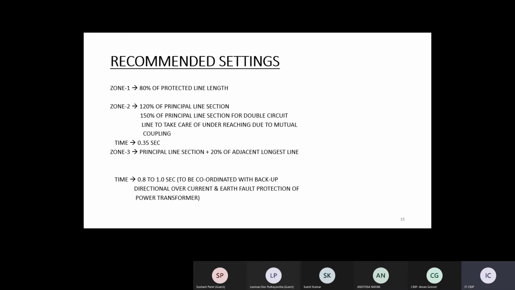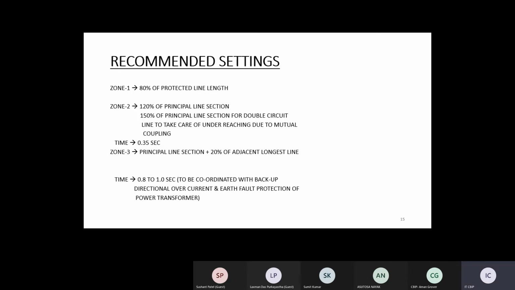Zone 3 has to be more than zone 2. Sir, if you have only one single circuit, we will set it only 120%. Finished. Only in case of same tower, double circuit line, parallel, because mutual coupling will be very prominent. So zero sequence mutual impedance will be quite predominant. That is the reason that has been done.